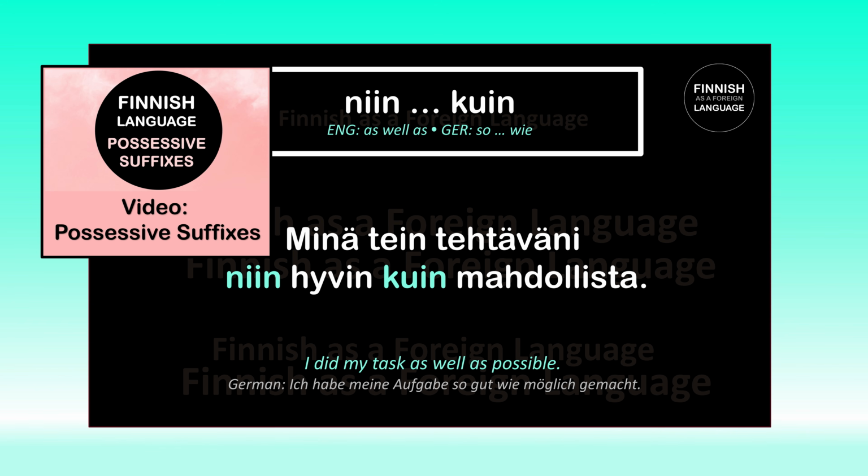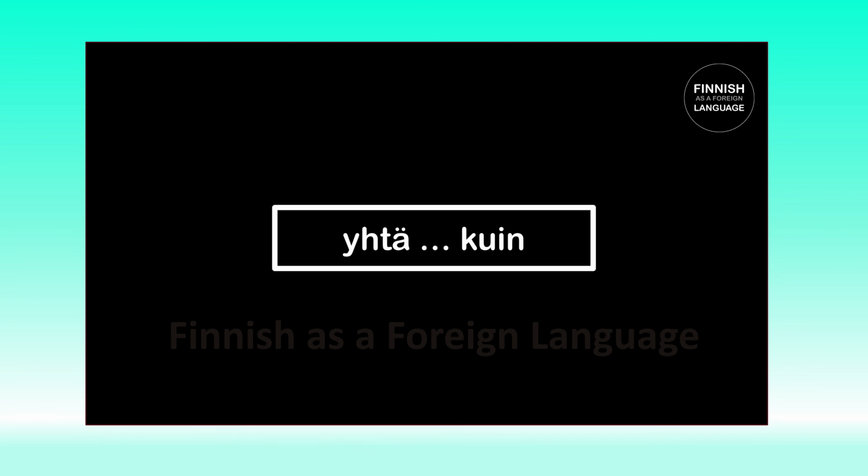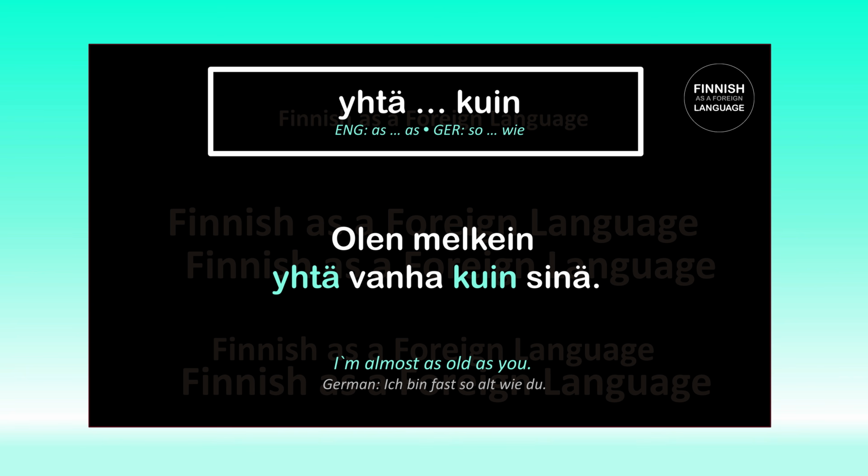Next one is yhtä kuin, meaning as. For example, olen melkein yhtä vanha kuin sinä, means I'm almost as old as you. Let's go step by step. Olen means I am, melkein means almost, yhtä kuin can be translated as, vanha old, sinä means you. So here our linking pair is yhtä kuin. Let's repeat again. Olen melkein yhtä vanha kuin sinä. I'm almost as old as you.